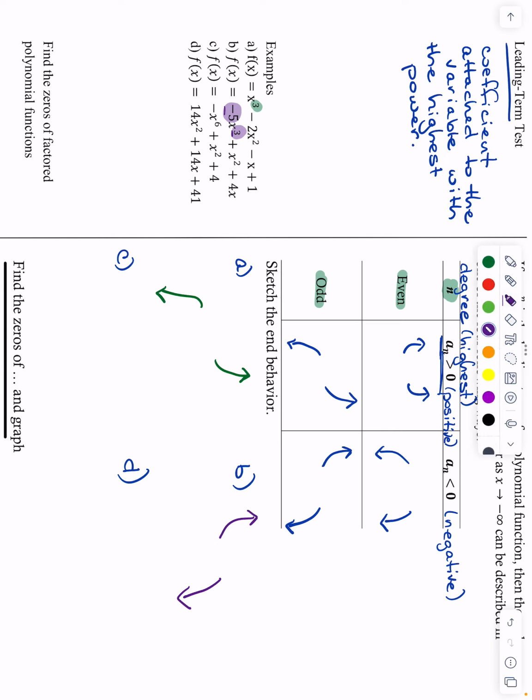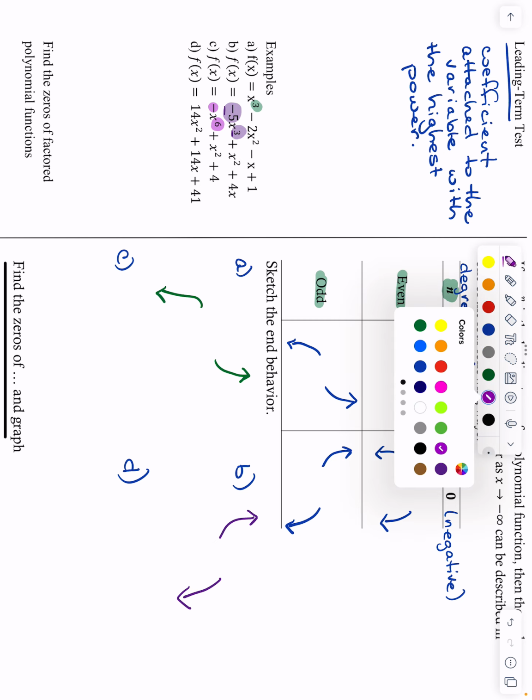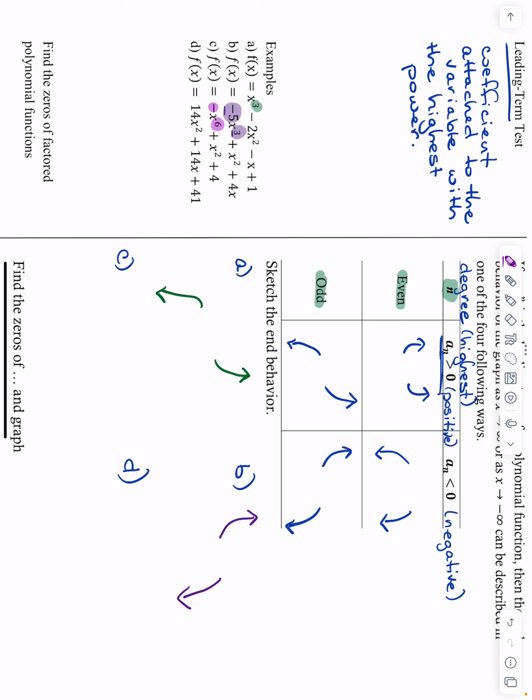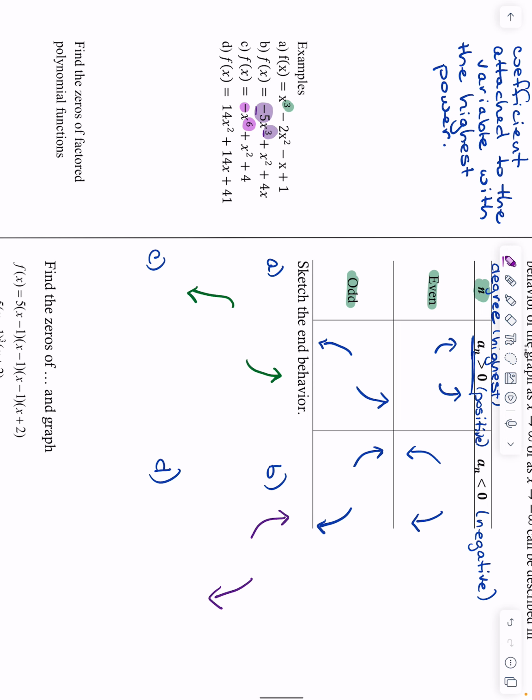So on C, I have an even degree. My highest power is even, and it's negative. Even means both ends are going the same direction. Negative means both ends are going down.